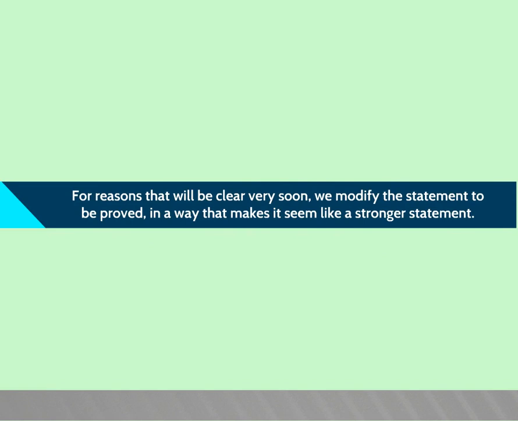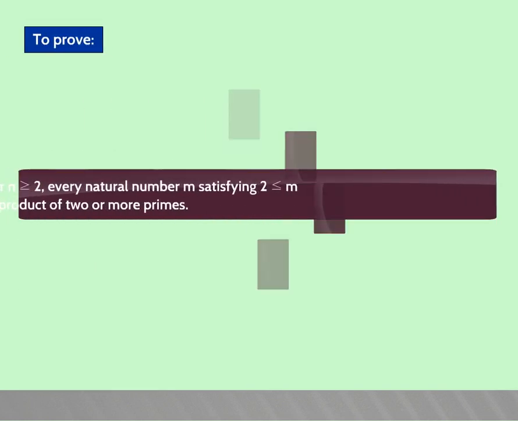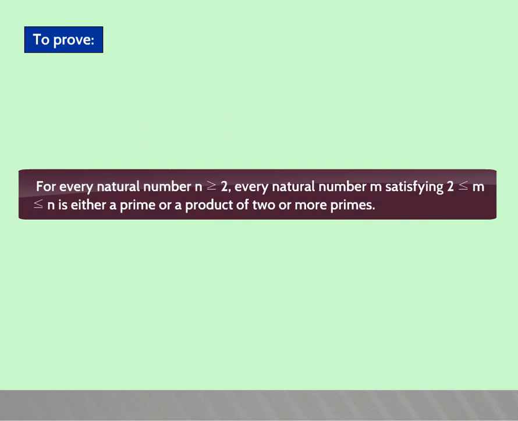For reasons that will be clear very soon, we modify the statement to be proved in a way that makes it seem like a stronger statement. To prove for every natural number n greater than or equal to 2, every natural number m satisfying 2 less than or equal to m less than or equal to n is either a prime or a product of two or more primes.